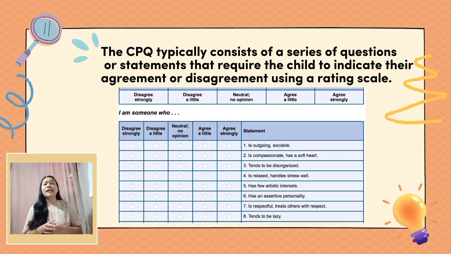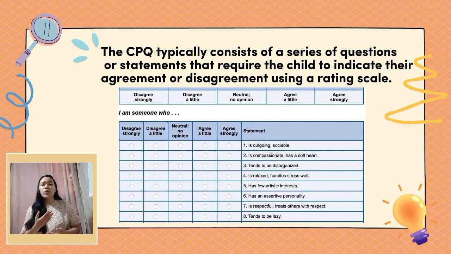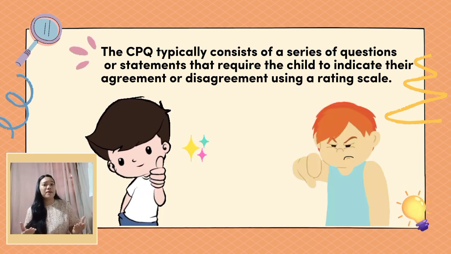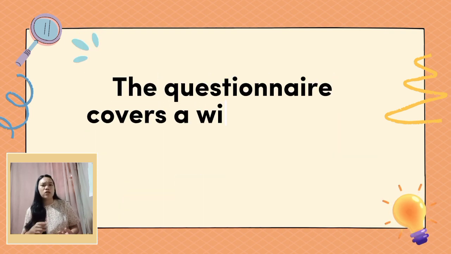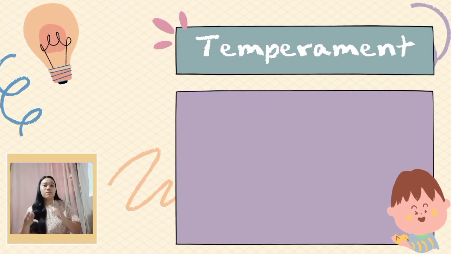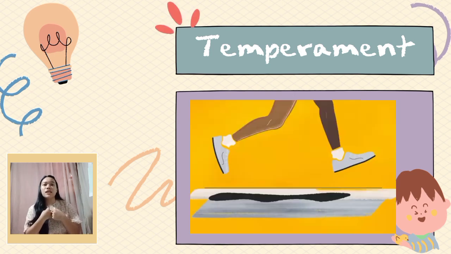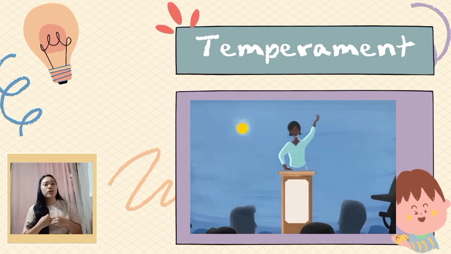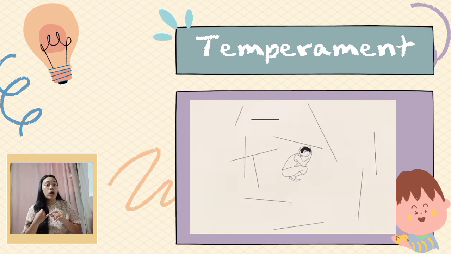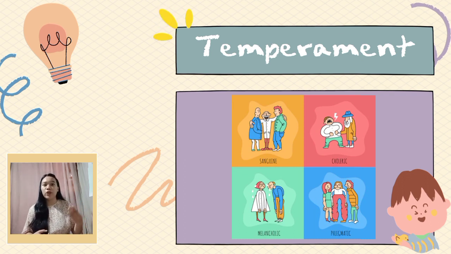Moving on, the CPQ typically consists of a series of questions or statements that require the child to indicate their agreement or disagreement using a rating scale. The questionnaire covers a wide range of domains, including but not limited to a child's temperament. This domain explores a child's characteristic patterns of behavior such as activity level, adaptability, mood, and intensity of reaction. This domain also evaluates if a child is a sanguine, a melancholic, a choleric, or a phlegmatic like me. So if you're interested in knowing what type of temperament you are, you can take the test using the link in the description box.